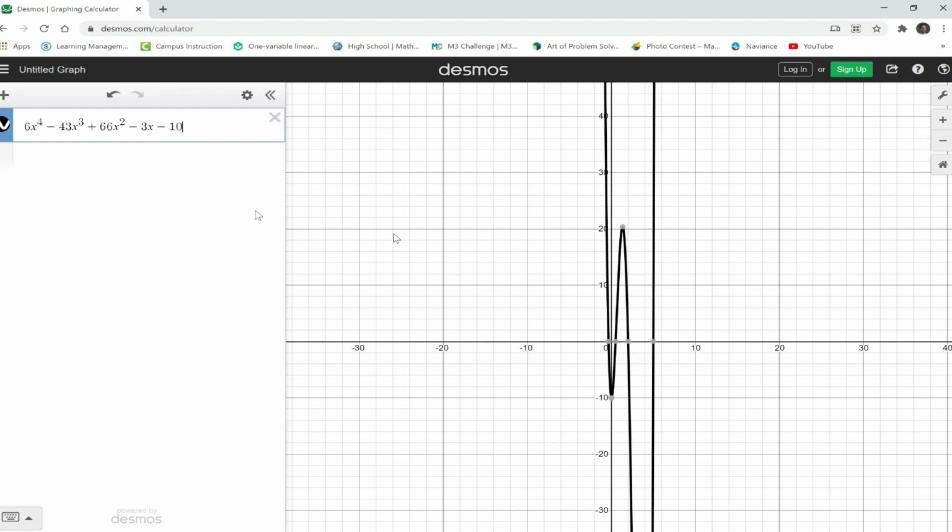So we can quickly find our zeros using Desmos. Our first real root would be negative 1/3, comma 0. The next one would be negative 1/2. The next one would be 2, 0, and our last one would be 5, 0.